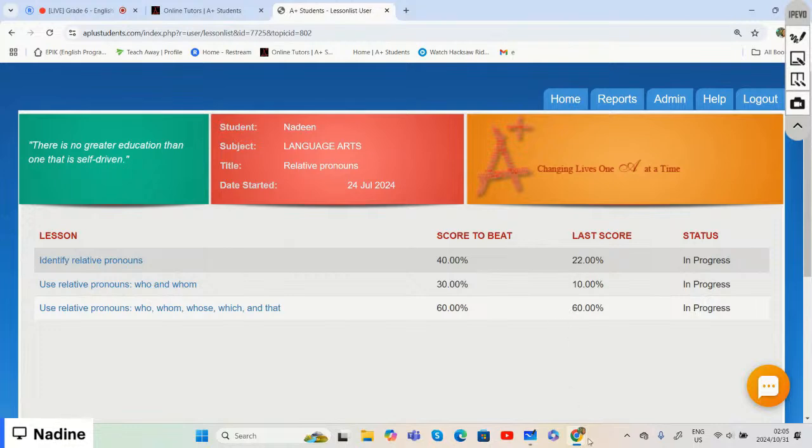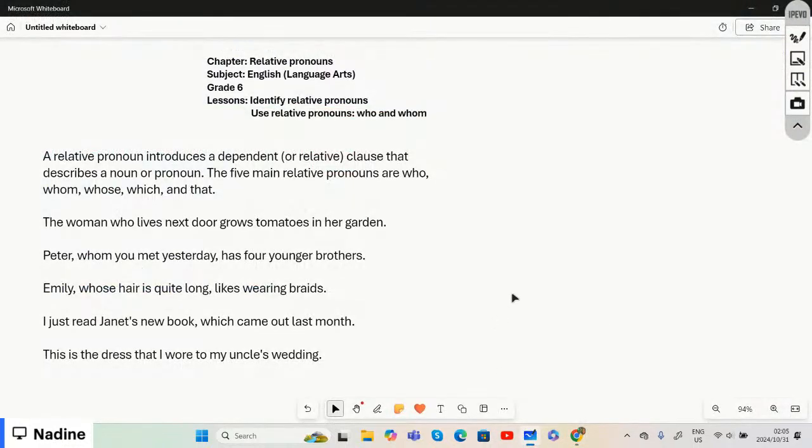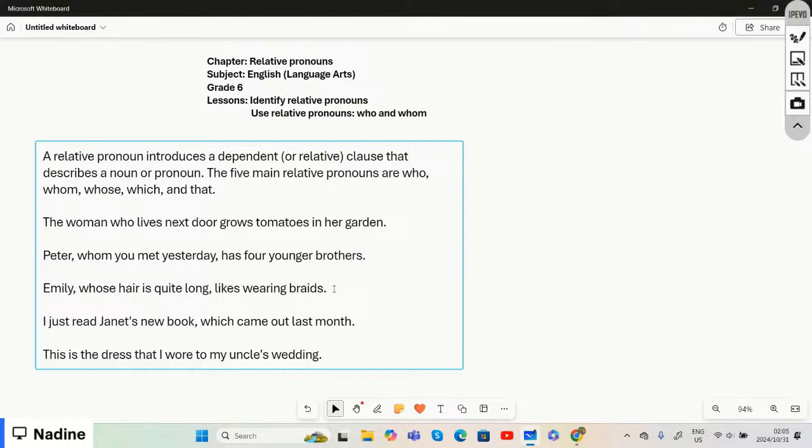All right. So our chapter is relative pronouns. Our subject is English language arts. We are doing grade 6. And the lessons that we are going to be focusing on under the chapter of relative pronouns are to identify relative pronouns and to use relative pronouns who and whom.